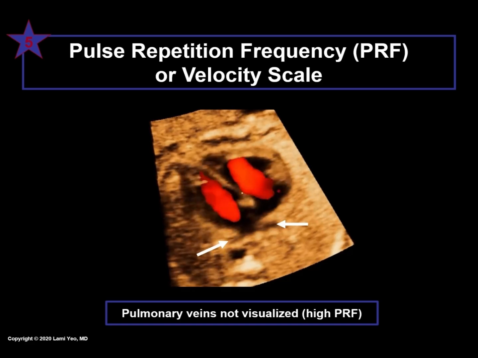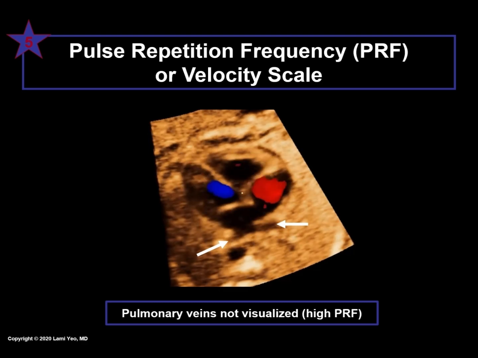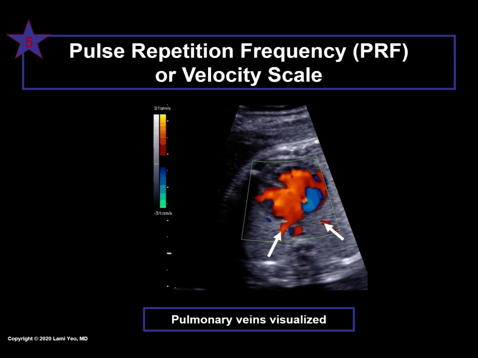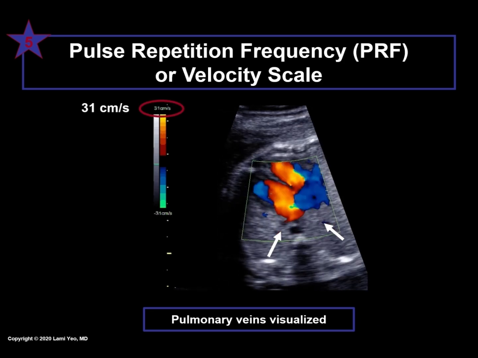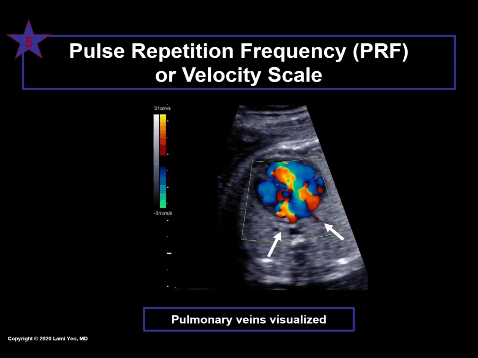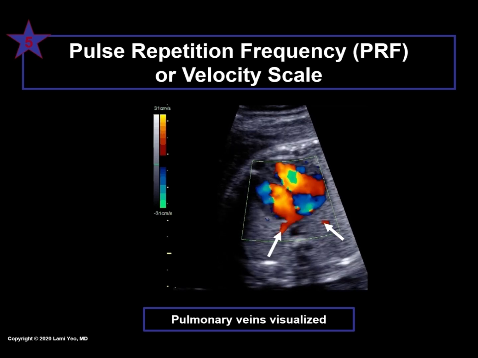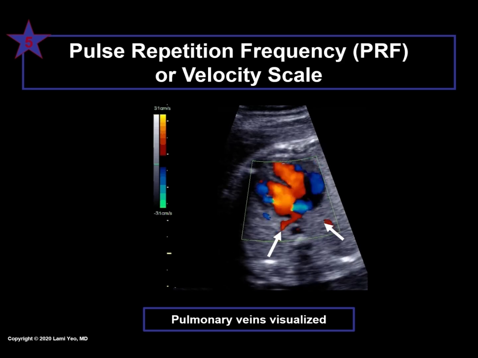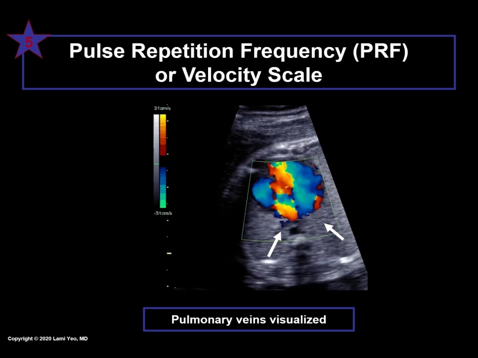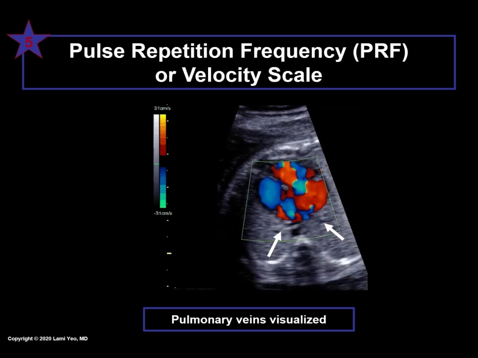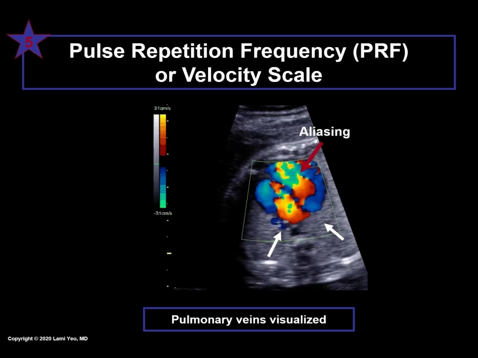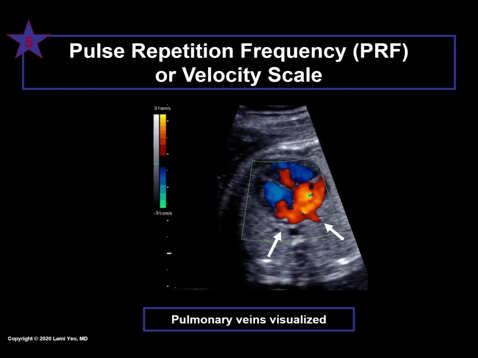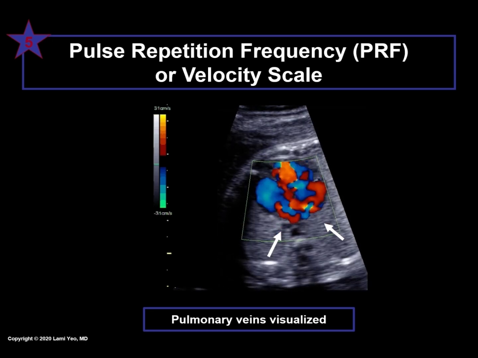PRF. In contrast, for this fetus, the PRF has been set appropriately low. As a result, notice there is color flow in the pulmonary veins, represented in red, towards the transducer as they enter the left atrium. Simultaneously, because of the low PRF, high velocity signals are not displayed accurately, and color flow through the atrioventricular valves demonstrates aliasing.